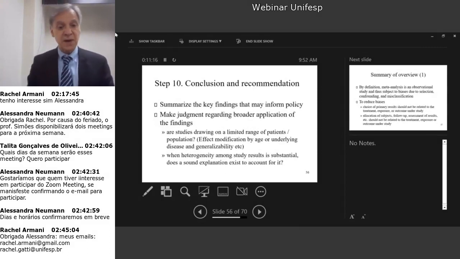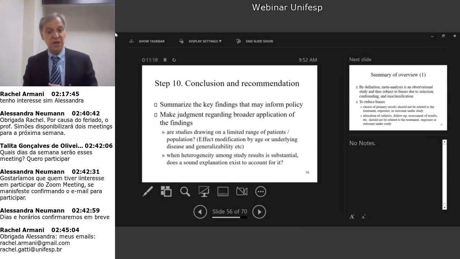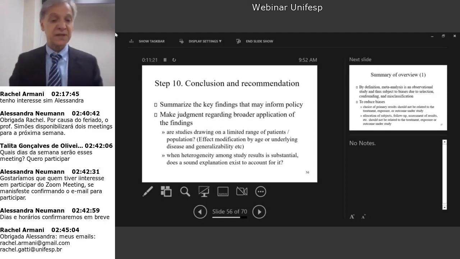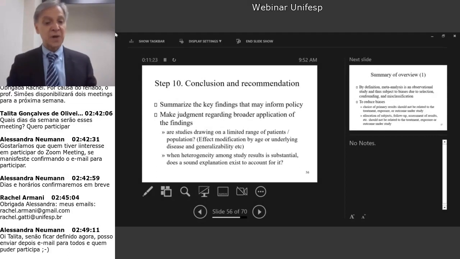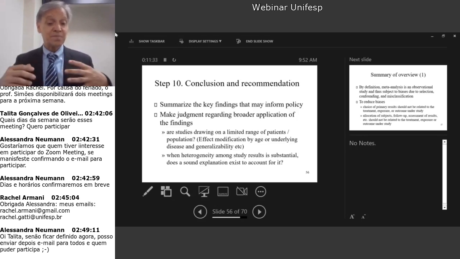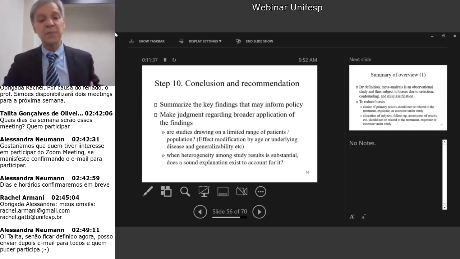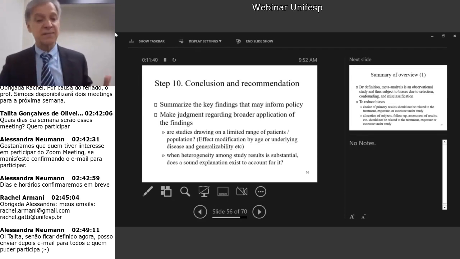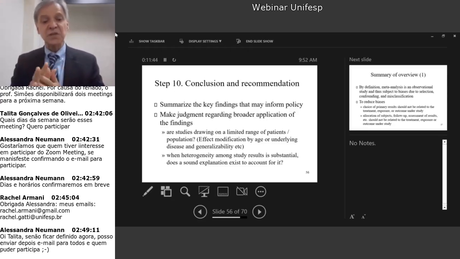Conclusion and recommendations: summarize the key findings that may inform policy, and make a judgment regarding broad application of the findings. If a study is drawing on a limited range of patients and populations, because of effect modification by age and underlying disease, generality is going to be compromised. If you're doing a meta-analysis and you end up with very few studies with very select populations, you cannot extrapolate your findings everywhere else. That's the lack of external validity, right? Especially with the issue of effect modification and generalizing to a bigger population.